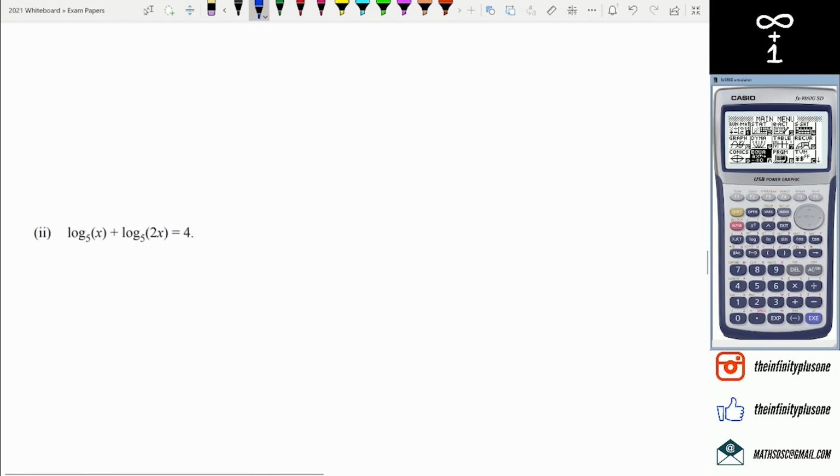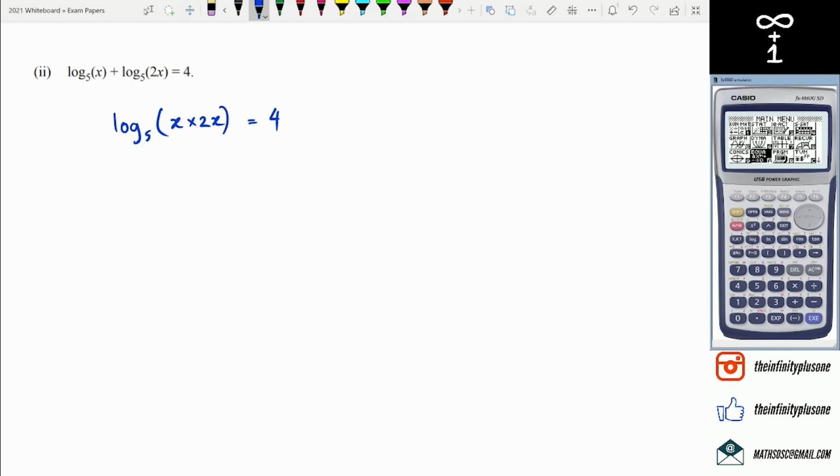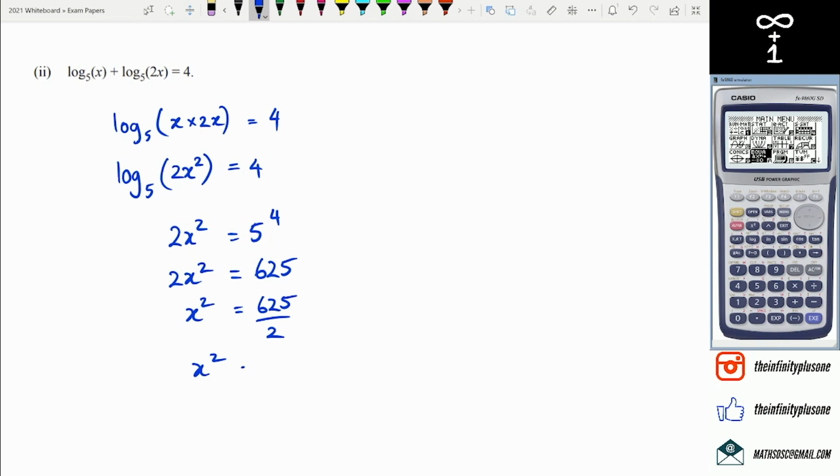All right, so let's go to the next question. What about this one here? Pretty much, we're going to do the combination of what we did in question A. So this is going to be rewritten as log base 5 of x times 2x is equal to 4. So we're going to get log base 5 of 2x squared is equal to 4. So we can rewrite this as 2x squared is equal to 5 to the power of 4, which is 625. And so we've got x squared is equal to 625 divided by 2. So x squared is equal to 312.5. And then just put a square root around that, 312.5. So what have we got?